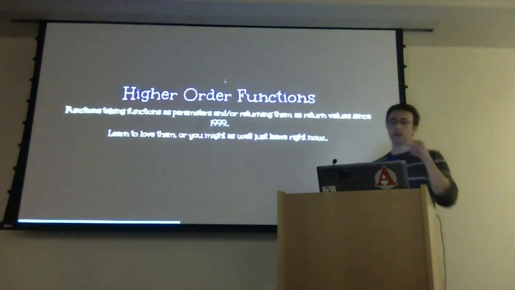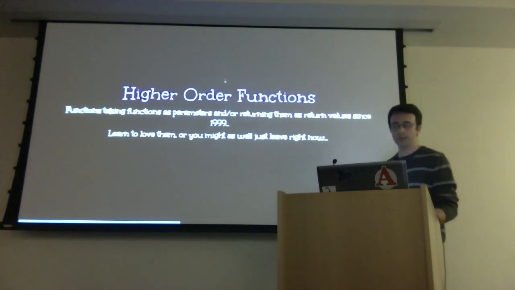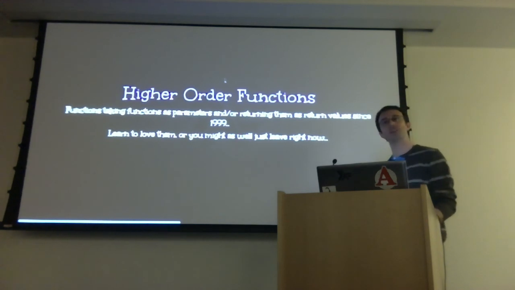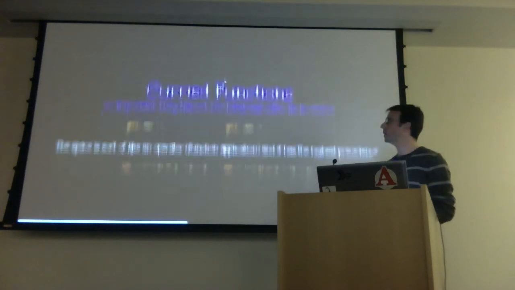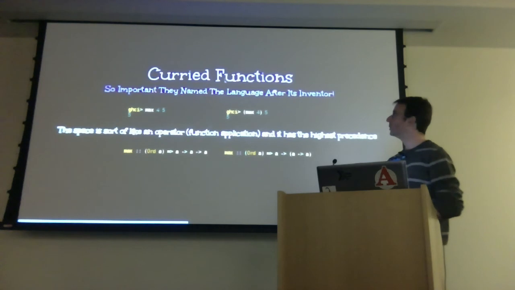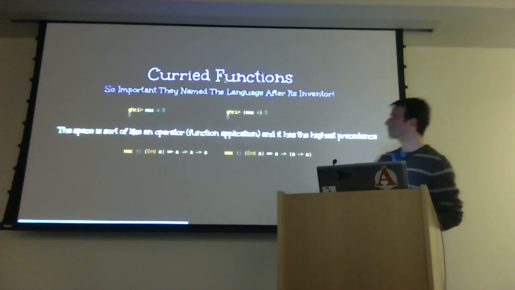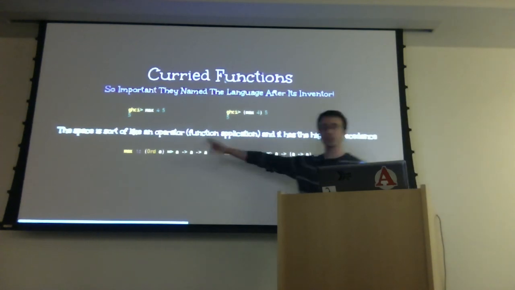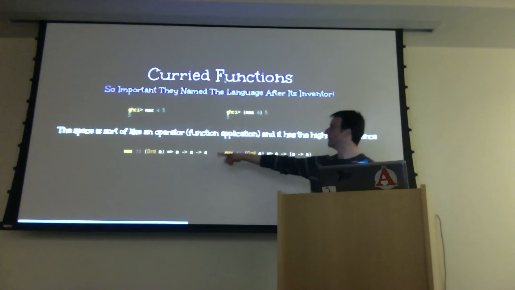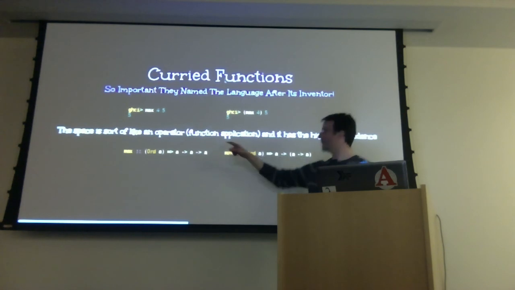All right, so very important in functional programming is to have higher order functions. These are functions that can either accept functions as arguments or return them as return values. All right, so let's get back to that strange, silly, goofy syntax for function definitions. Let's look at the max function. Max is for things of the Ord type class, it takes an a to an a.